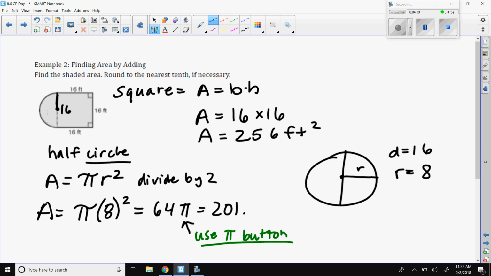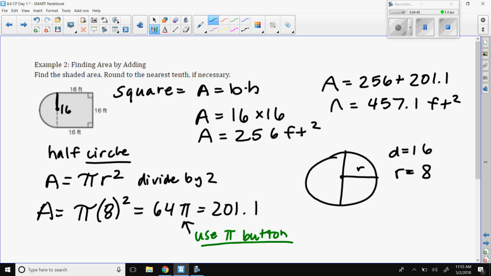Okay, 0.1. Okay, and I can add these together. Area is going to be 256 plus 201.1, 457.1 feet squared for my total area.